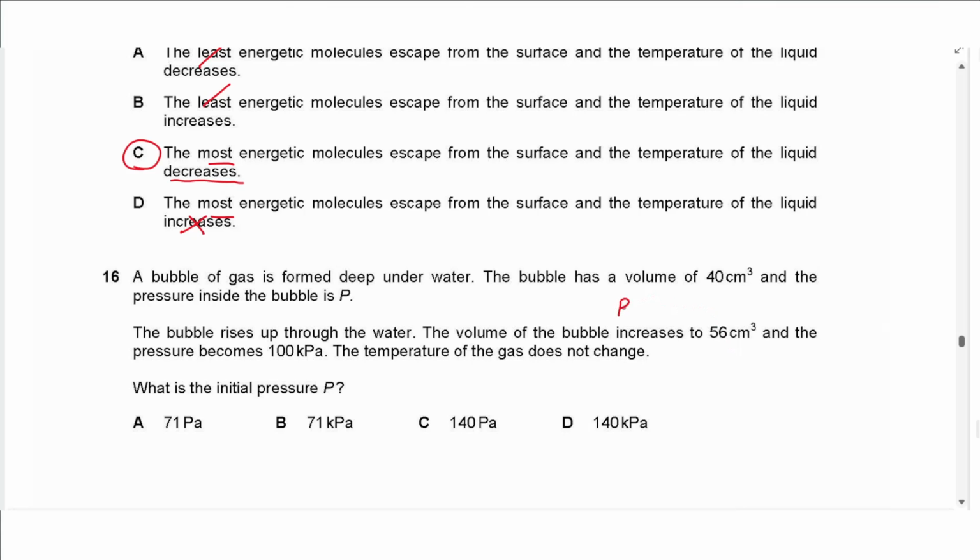So we can use the equation P1V1 is equal to P2V2. So P multiplied by 40 is equal to 100 kilopascal multiplied by 56. Then we divide by 40 on the other side to get P. That gives an answer of 140 kilopascals, so we choose D.